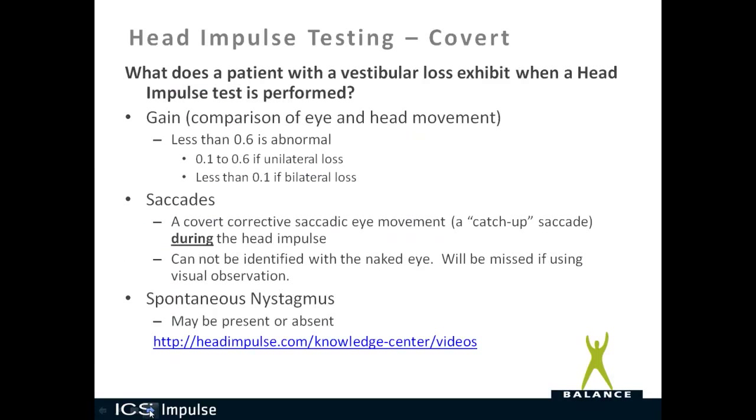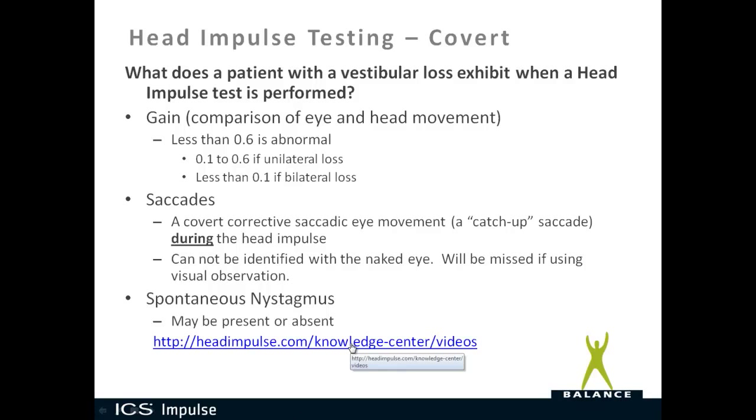Now let's talk about someone who exhibits covert catch-up saccades. So again, their gain is going to be similar to an overt catch-up saccade. It's going to be less than 0.6, and it's going to be 0.1 to 0.6 if it's unilateral, and less than 0.1 if bilateral. But the difference is a covert catch-up saccade occurs during the head movement. So they're going to jump back to the fixation point while the head is still moving. And this cannot be identified with the naked eye. It'll be missed if you're using visual observation. And this patient may or may not have spontaneous nystagmus as well.